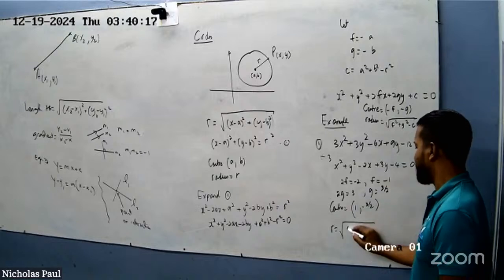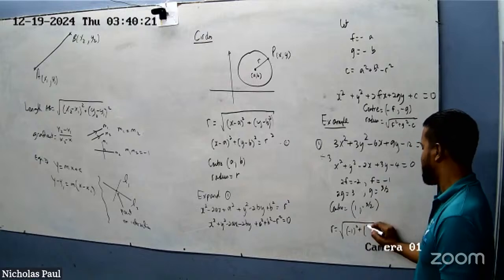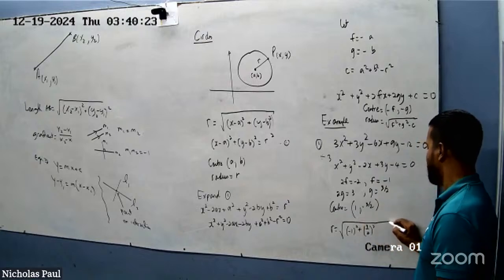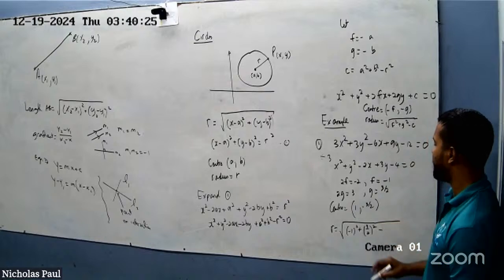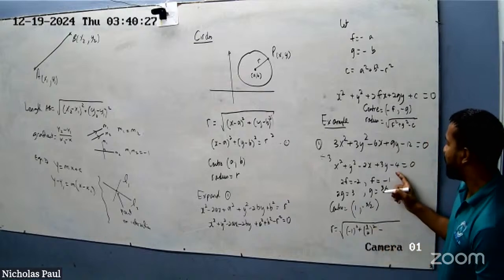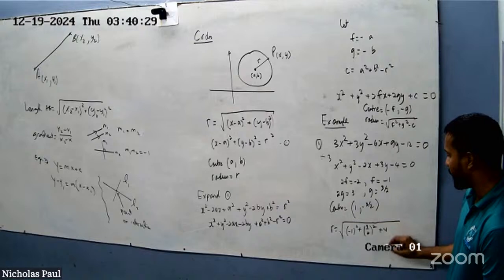the square root of f squared plus g squared minus c. So that's minus 1 squared plus g squared minus c. C was minus 4, so I put in plus 4 here.